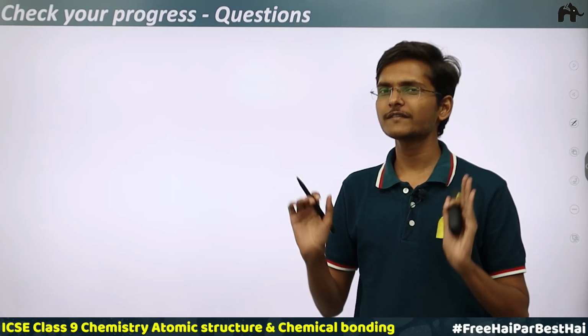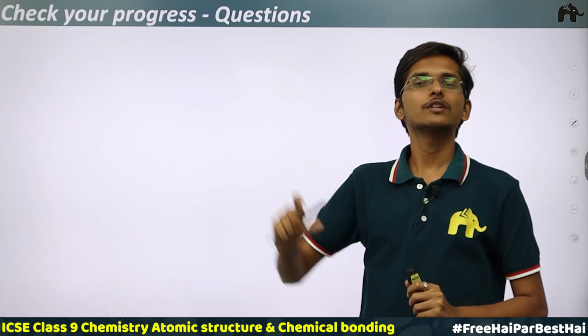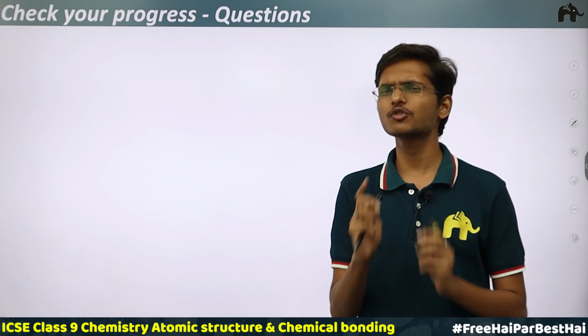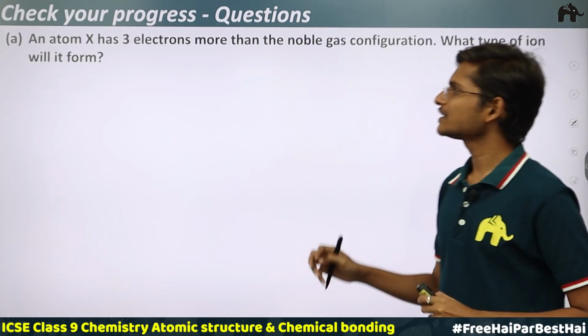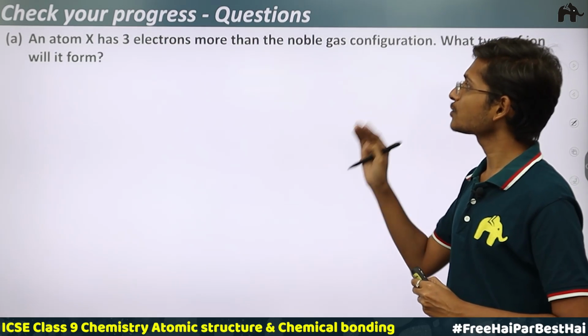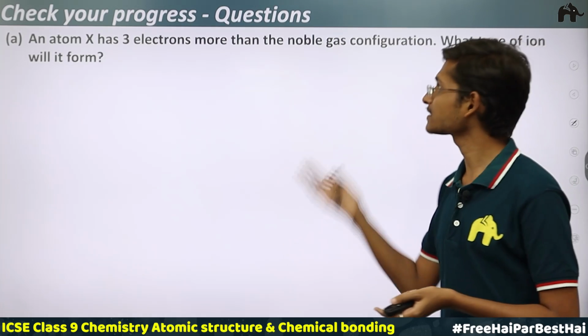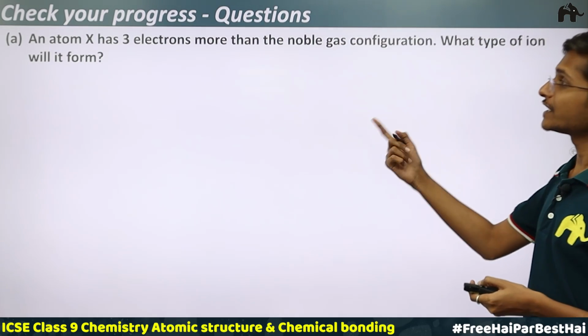Clear? Okay, my friends, now let's move on to the question section. Let's see how much you have understood. Very simple questions, no need to worry. First is, an atom X has 3 electrons more than the noble gas configuration. What type of ion will it form?